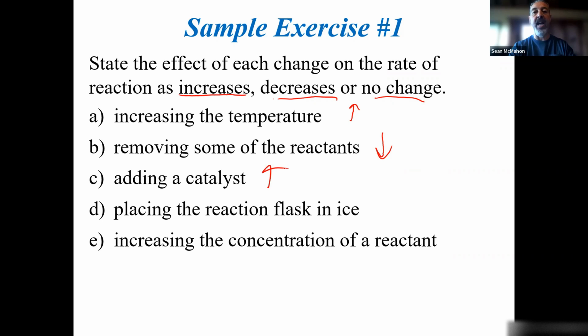Placing the reaction flask in ice. Well, it's the same concept of why we put food in the refrigerator, because it decreases reaction rates. It slows down the process of spoiling. Increasing the concentration of reactants. Again, more reactants, there's more particles, more collisions, resulting in a greater probability of an effective collision with enough kinetic energy and the right orientation for the reaction to take place.